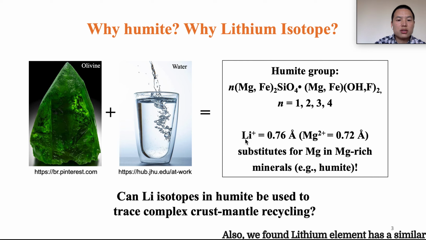Also, we found lithium element has a similar ionic radius compared to magnesium, so it can substitute for magnesium in Mg-rich minerals, such as humite. So humite might be a very good candidate to study lithium isotope. Our motivation for this study is to test whether lithium isotope in humite work, and if it's able to trace complex cross-mantle recycling process.